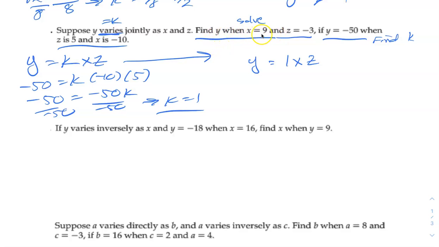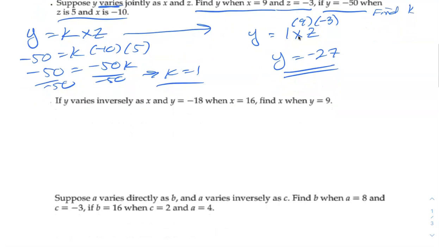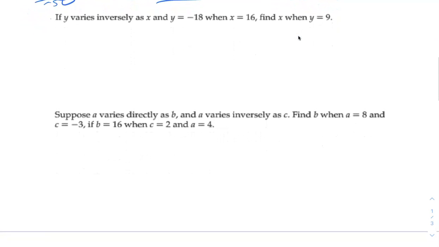Now, what do they tell me? Find y when x equals 9 and z equals -3. So we're going to sub those in. Y equals -27. There we go. Next one. Same idea. Y varies inversely as x, and y equals -18 when x is 16. Find x when y equals 9. Again, this is what we're going to use to find k, and then I use this to find the equation.